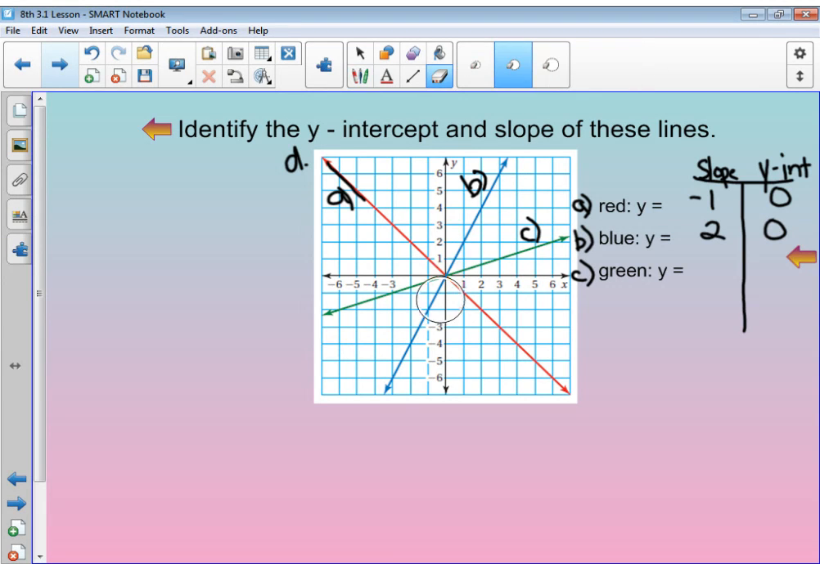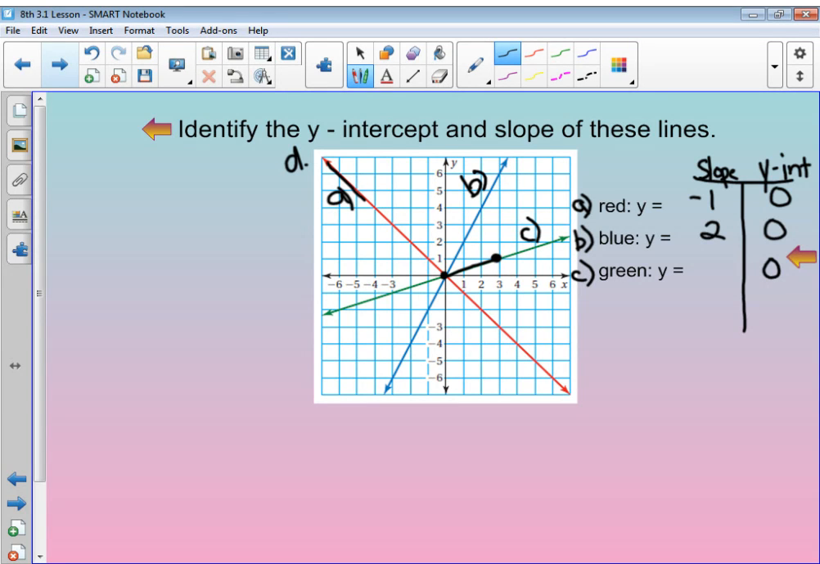Okay, and our third line is the green line on the screen, or it's your letter C line in your book. So on my green line, once again, I'm going to pick 2 spots. So I'm going to pick the origin or my y-intercept. I'm actually just going to go ahead and write that in right away. And then I'm going to follow the line until it crosses a box corner. So no, no, yes, right there.